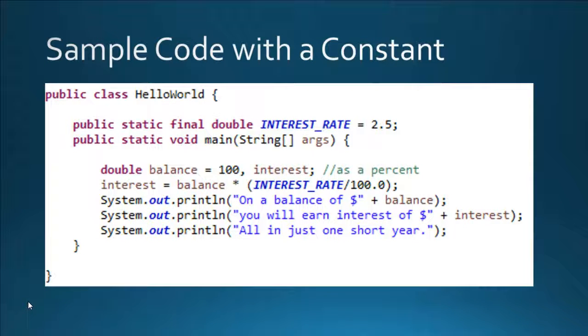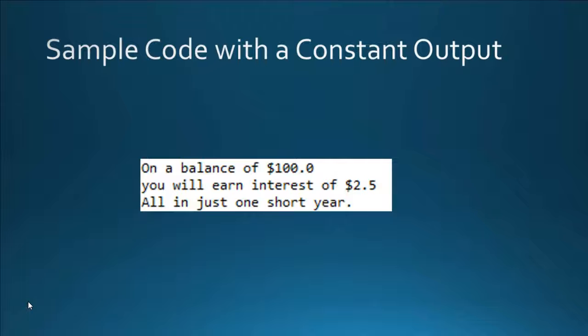So here's how that code looks. public class HelloWorld, public static final double INTEREST_RATE = 2.5, public static void main(String[] args), double balance = 10, comma, interest = balance * INTEREST_RATE / 100. System.out.println "On a balance of $" plus balance. System.out.println "you will earn interest of $" plus interest. System.out.println "all in just one short year." And here's what that would look like if I were to run that program. On a balance of $100, you earn interest of 2.5, all in just one short year.